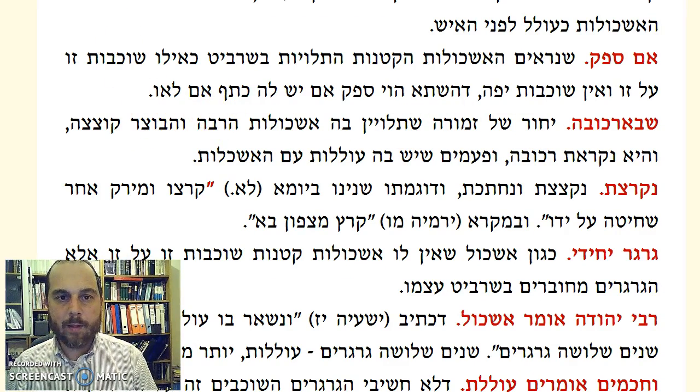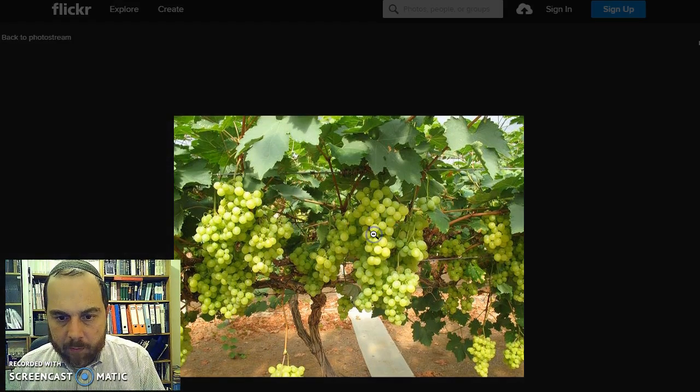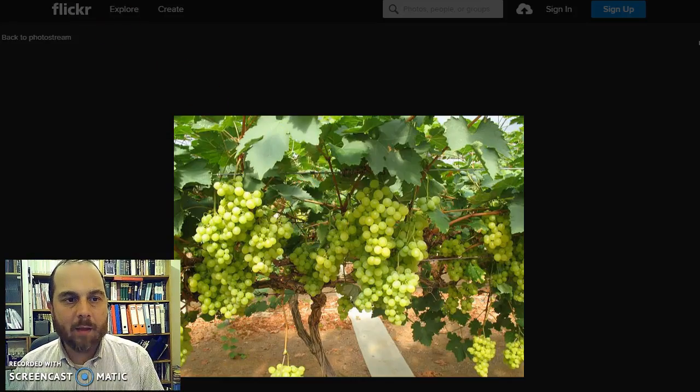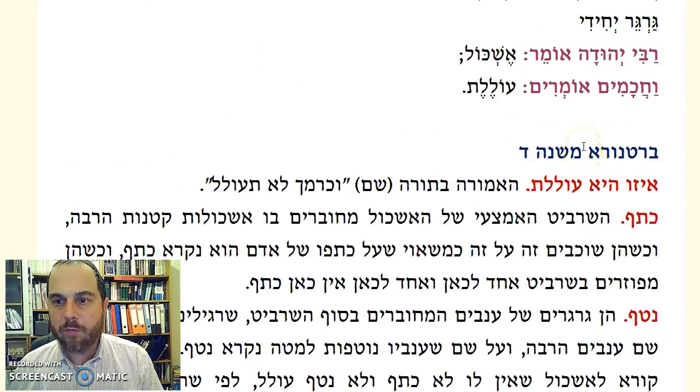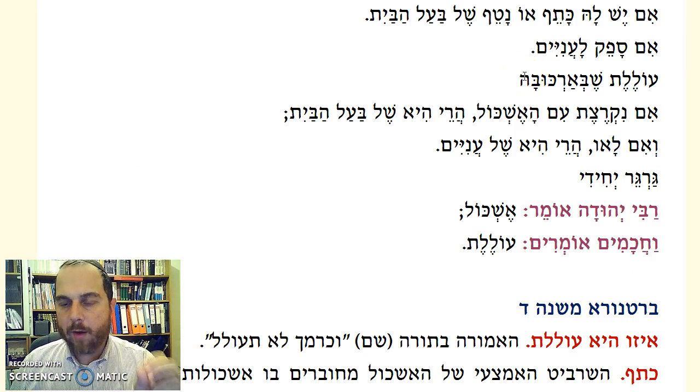Basically, let's look at a picture here. You have the Zmora. The Zmora is attached. See where it's attached right here? You can see it's attached right there. So what if at that joint there was also an Olelet springing out? That's the question of an Olelet Sheba Arkuva. If you have an Olelet sticking out of the joint from where the stem of the cluster of grapes comes out.